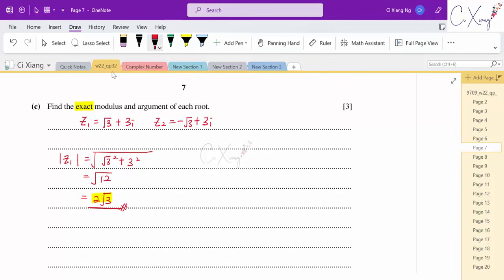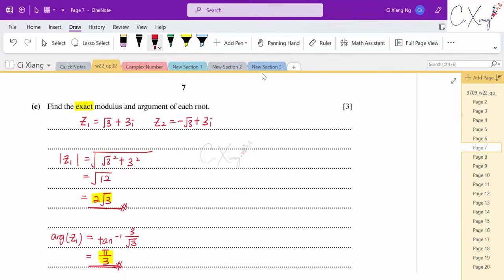Then for the argument of Z1, if you observe this complex number, it is located in the first quadrant. To get the angle in the first quadrant, it is the basic angle, where we have tangent inverse of 3 over square root 3. Then you will get the answer, which is 60 degrees, and we put it as pi over 3. So this is the argument for root number 1.